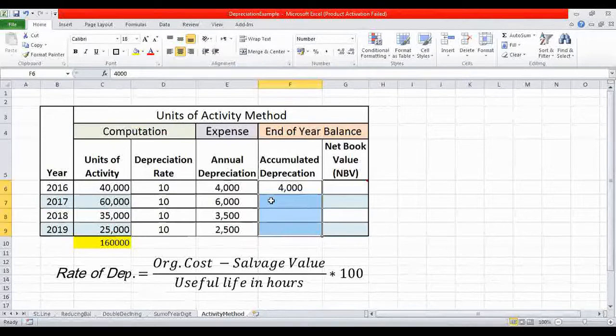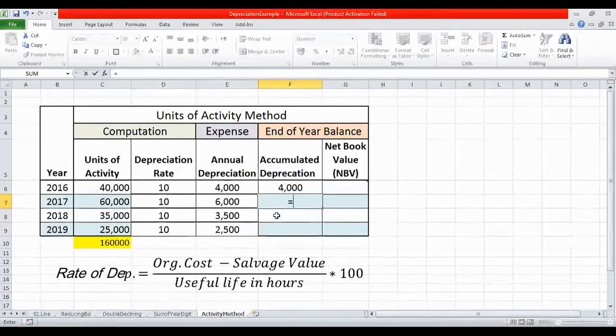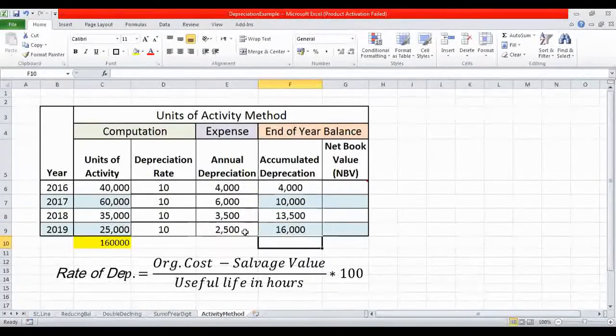After 4,000, we need to add up the last depreciation, this depreciation plus this depreciation, so 10,000. Then we need to add up this depreciation plus this depreciation is this amount. Then we need to add this value to this value. It is going to give us 16,000. So you can see that because we started the question with 16,000, how you get the idea why we started this question with 16,000. So original cost was 18 minus salvage value was 2,000, so 16,000.